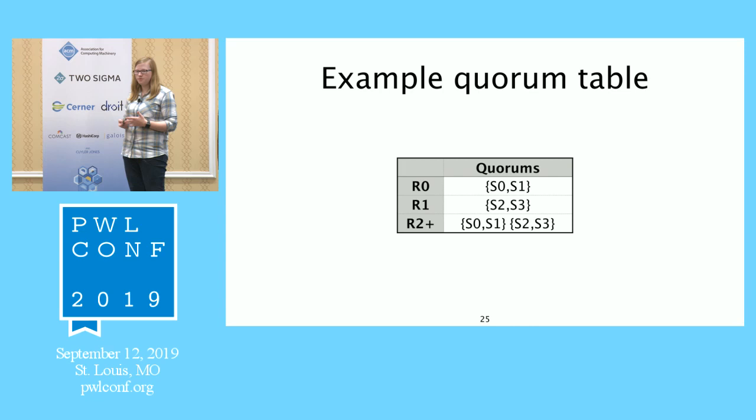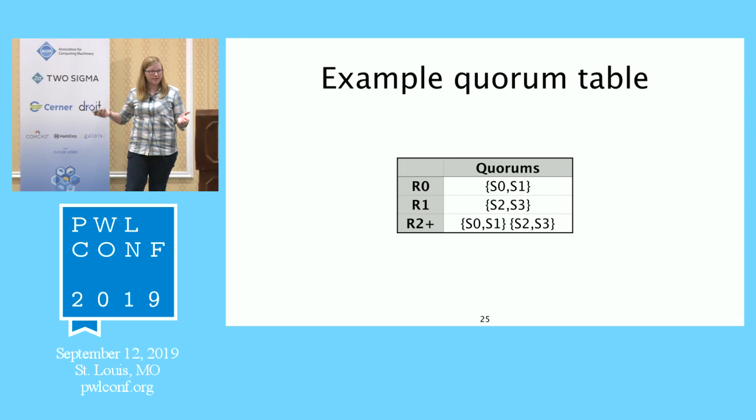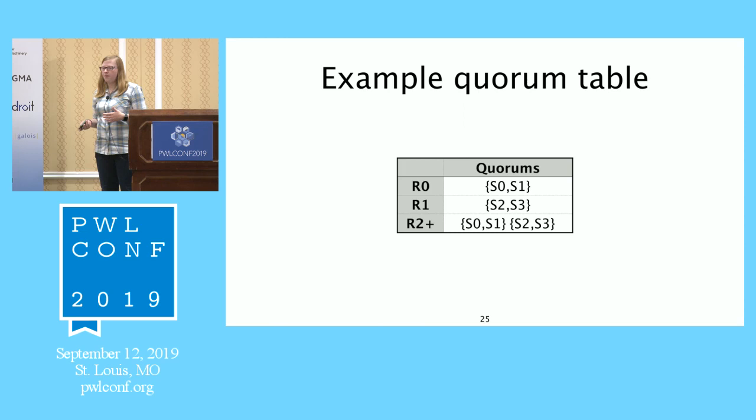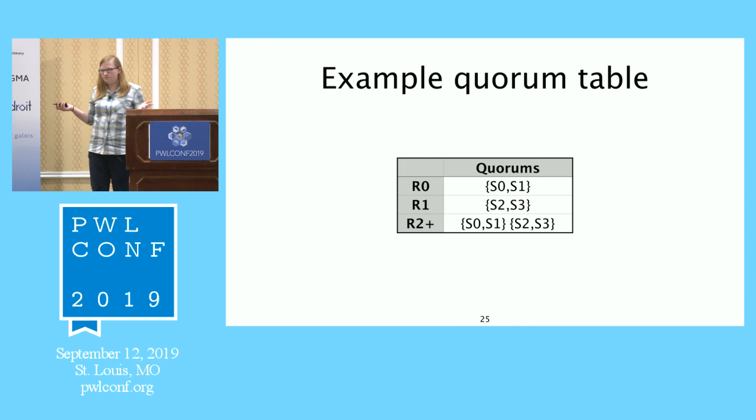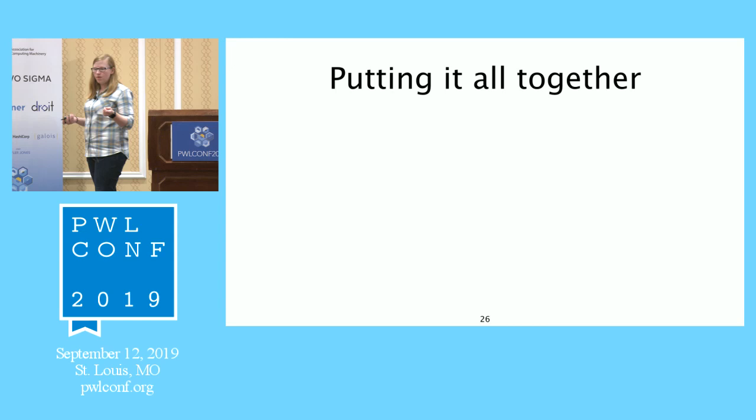So as I said, they can be any sets. They don't have to intersect. So here's just a random example that I picked. We'll see later that the ones that you pick would depend on the kind of system you're trying to deploy consensus on. So here, register 0 has a quorum that's composed of 2 servers. Register 1 has 2 different servers. Register 2 onwards has either of those 2 pairs. And putting together the state table and the quorum table, we can see whether a system has reached consensus or not.